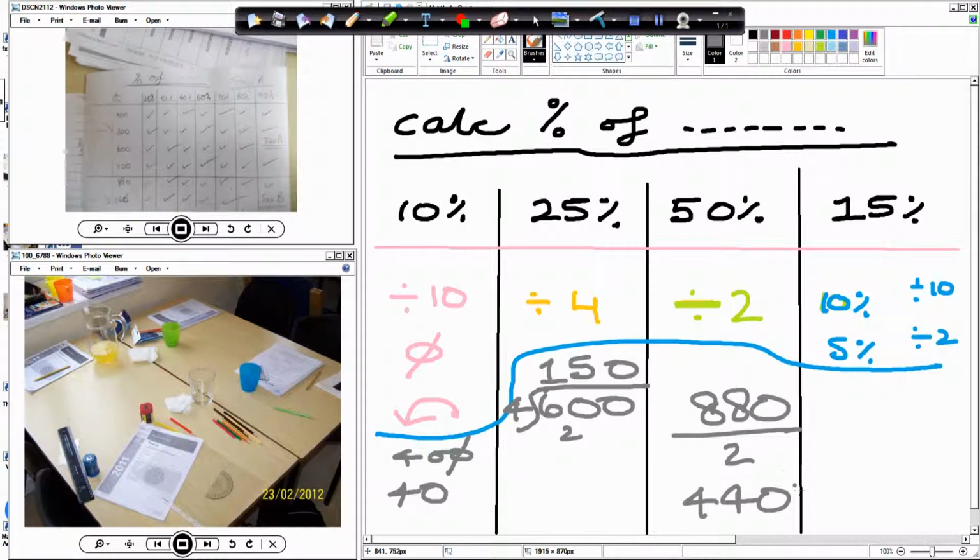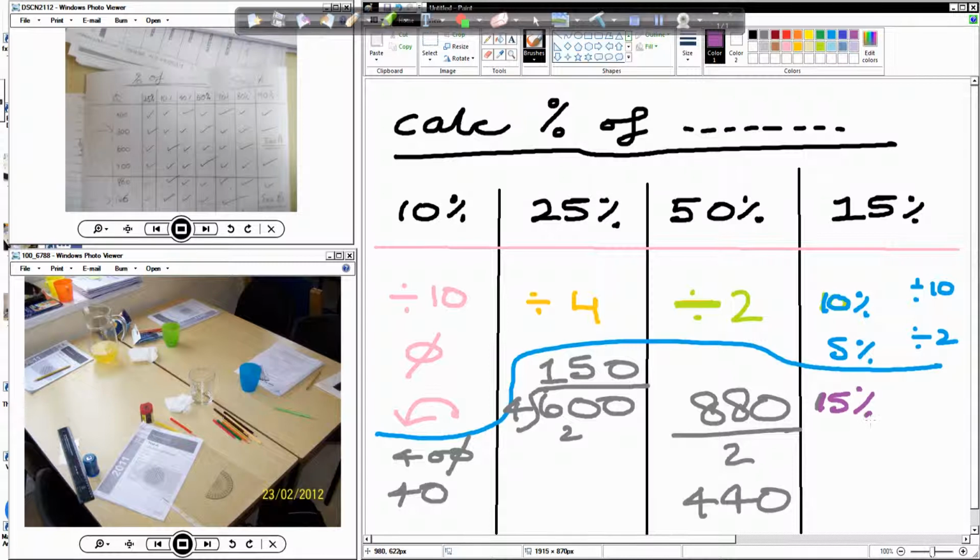Okay, 15%. How do we work out 15%? Say we want to work out 15% of 720. What do we do first? First of all, we work out 10% by removing the 0. That's 10% of 720, we divide it by 10, that gives you 72.